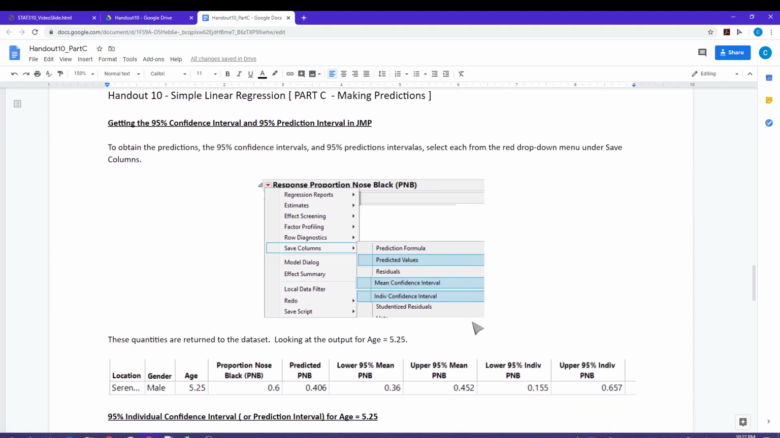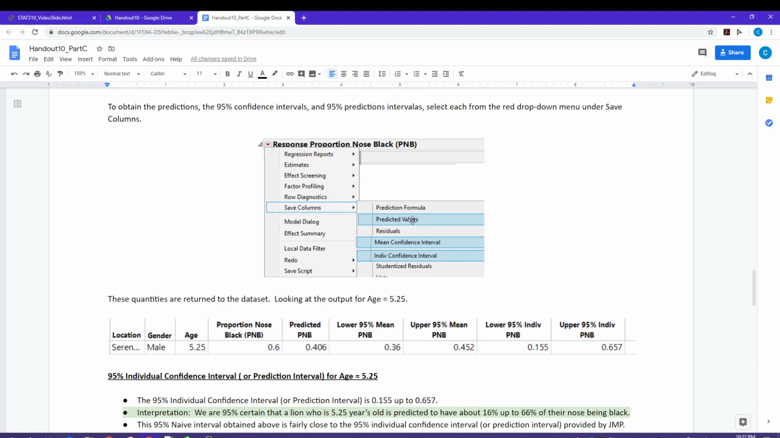So let's talk about how to get these in JMP. Once I have fit the model, from the red drop-down menu here, I can say Save Columns, and I can ask for the predicted values, the mean confidence interval, and the individual confidence interval. So let me go over and show you how to do that in JMP.